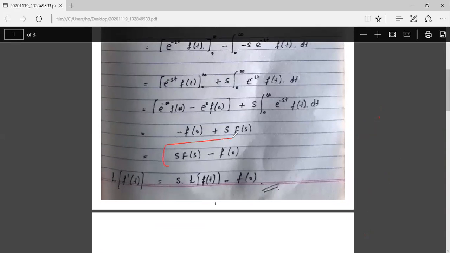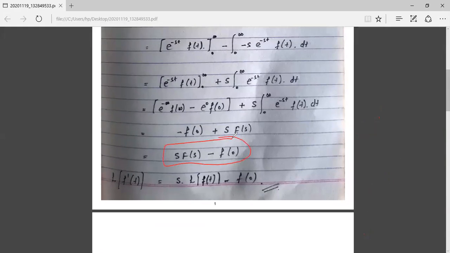So here we get our answer. First we write the positive term, that is s into F of s minus f of 0. Our final resultant answer is the Laplace transformation of f dash of t equals s into the Laplace transformation of f of t, minus f of 0.